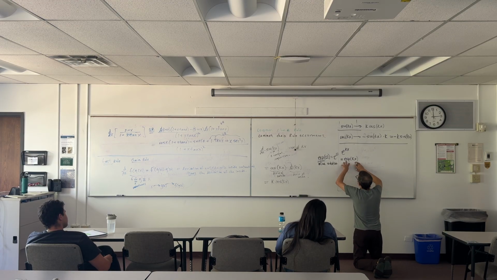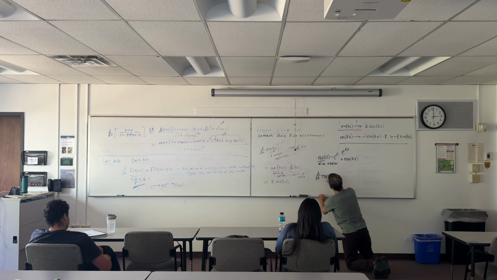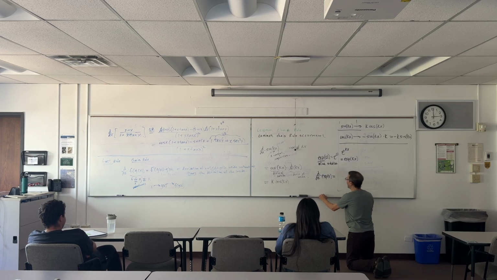So here the outside is the exp function. This is the exponential of kx. Using our new notation, what's the derivative of exp of x just by itself?